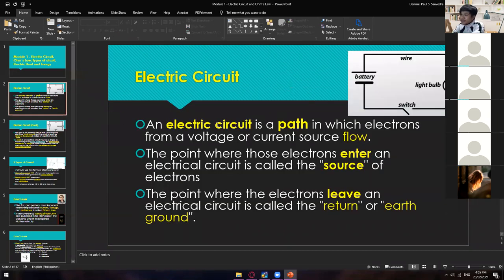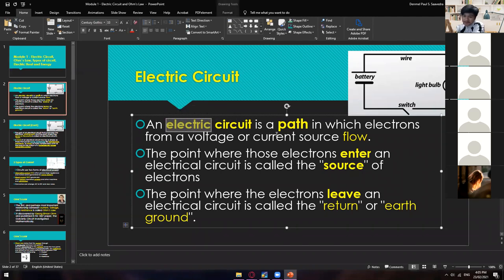All right, so let us start by defining what an electric circuit is. An electric circuit is, of course, a circuit composed of electrics. Simple, right? But not just any circuit. It must be a closed path wherein electrons from, let's say, the battery will be able to pass through the entire loop and then go back to our source. If we have that kind of flow in our circuit, which we call a closed path, then that is already considered an electric circuit, or a working electric circuit.